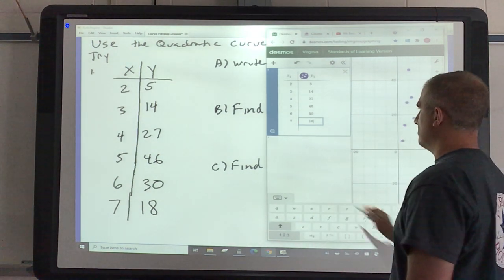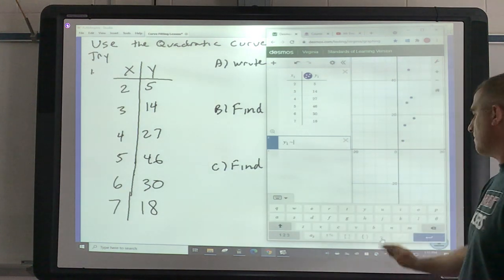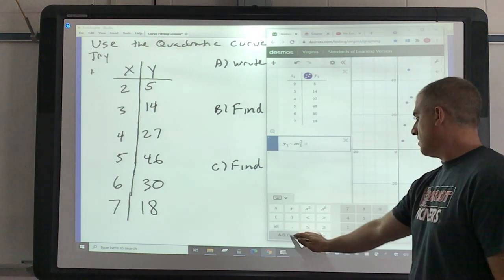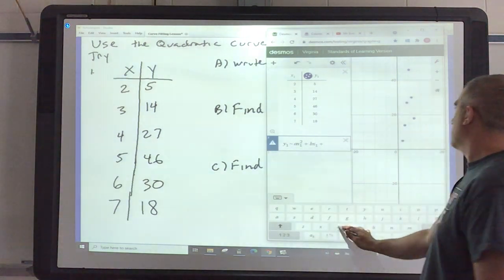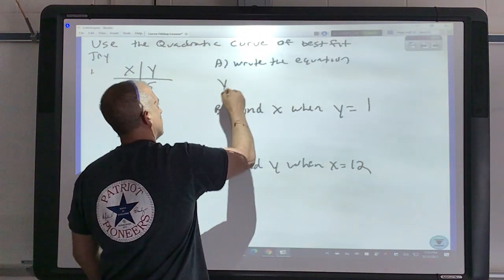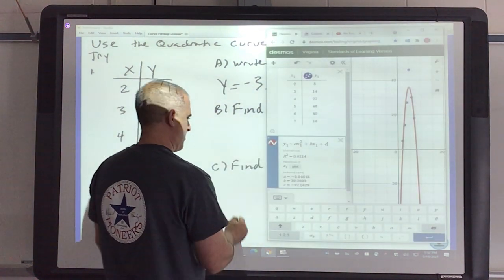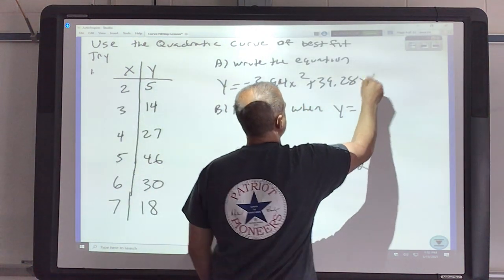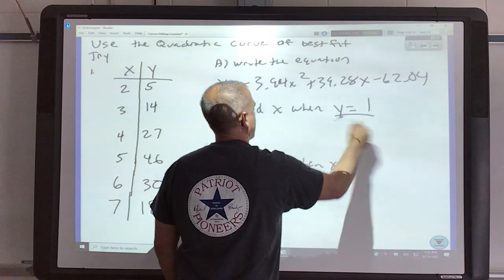Oh, whoops. I'll click down here. Got my y1 curve bracket, ax1 squared plus bx1 plus c. Okay, all right. So I got y equals negative 3.94x squared plus 39.28x minus 62.04. All right, you've got to check this twice.